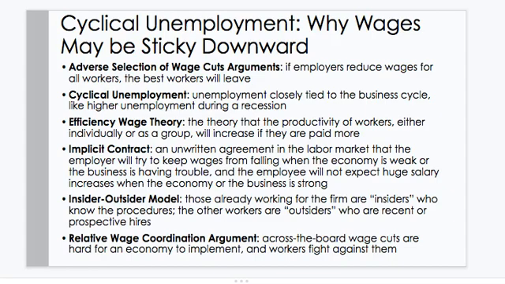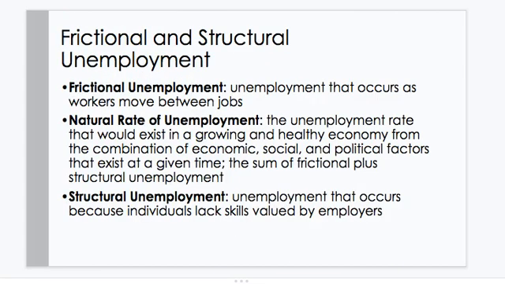Implicit contract. An unwritten agreement in the labor market that the employer will try to keep wages from falling when the economy is weak, or the business is having trouble, and the employee will not expect huge salary increases when the economy or business is strong. Insider-outsider model. Those already working for the firm are insiders who know the procedures. The others who are outsiders are recent or prospective hires. Relative wage coordination argument. Across-the-board wage cuts are hard for an economy to implement, and workers fight against them.